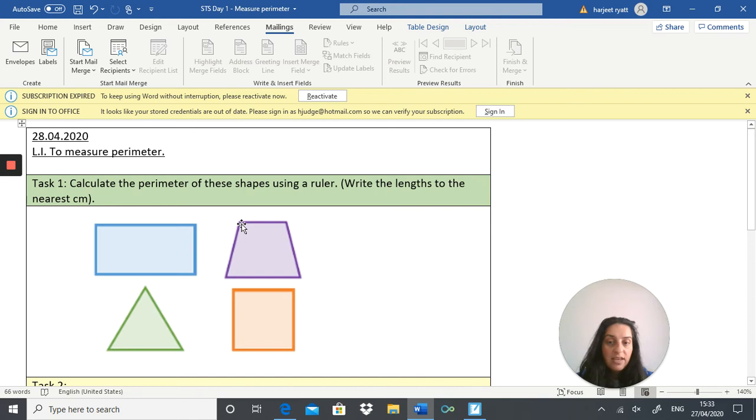And the same with each shape: measure each side, and then add them all up and write the perimeter. What I would do is I would measure one side right at the top, and then work around, and then add them all together to get the perimeter.